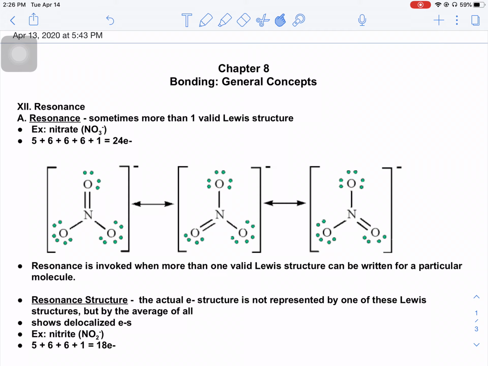All right, so this idea of resonance. Sometimes when you go to draw a Lewis structure, there's more than one possible right answer. And resonance structures are kind of a way of showing that.